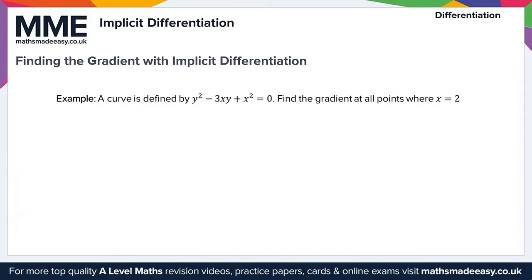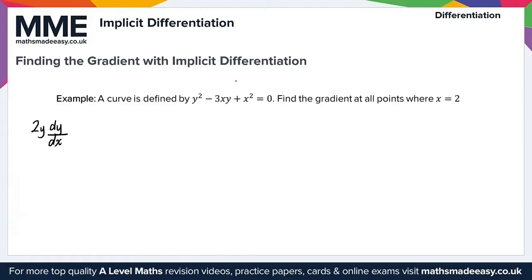So here we need to differentiate implicitly. So if we go along term by term here, this y squared, if we differentiate implicitly, this would give us 2y. Remember, we need to multiply this by dy by dx. So that's 2y dy by dx.